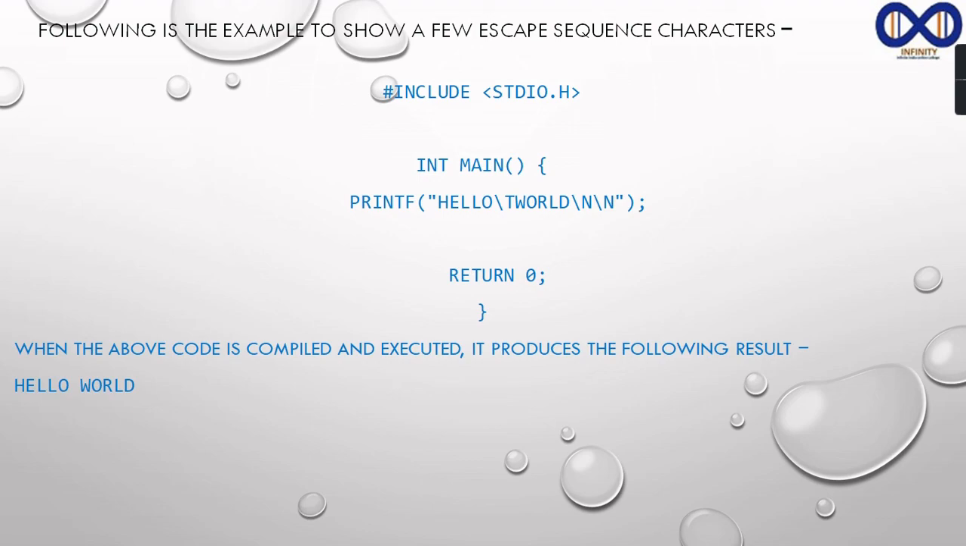Following is the example to show a few escape sequence characters. It has include stdio.h and int main. Here we include the header files and int main, then open the braces and printf. These all are in small letters, so you can write them like that, otherwise because of some technical error they become capital. Then return 0, and after closing the bracket, when the above code is compiled and executed, it produces the following result. The output will give hello world.